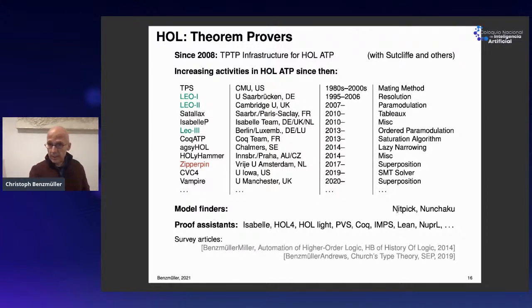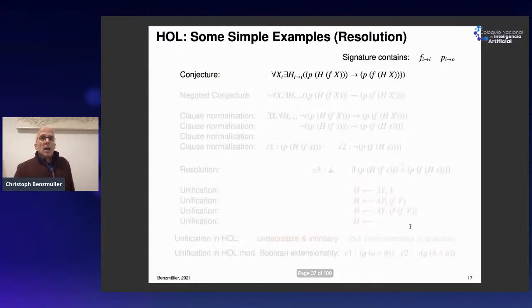So there are also model finders available, Nitpick and Nunchaku, and proof assistants as I motivated them. For instance, the Isabelle system, you might know, developed in Munich and in Cambridge, or HOL4 in Cambridge, HOL Light by John Harrison, and the PVS system by Shankar at SRI, and so on. The famous Coq system, the new Lean system developed in Carnegie Mellon and elsewhere, and so on. Now, some example on resolution here, resolution style theorem proving.